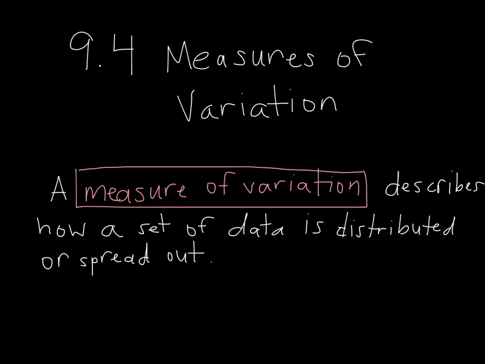For 9.4, we're going to be talking about measures of variation, and a measure of variation describes how a set of data is distributed or spread out. When we were doing all of our work with mean, median, mode, all that stuff, we kept talking about distribution of data, and remember that means how that data is spread out, if it's closely grouped together or clustered, if it's spread pretty far out, and there are going to be a couple of these measures of variation that we're going to be talking about.